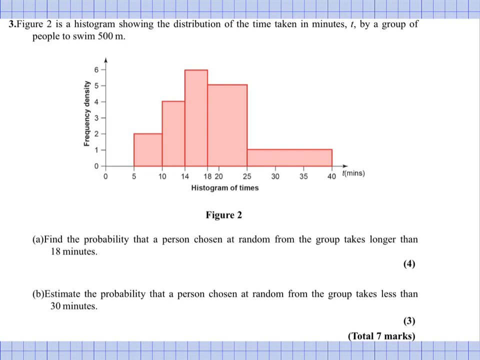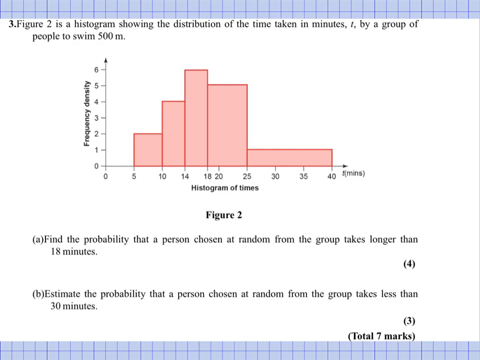We're continuing with our review of the Year 13 applied test. This question is question 3, looking at histograms. We're asked to find the probability that a person at random takes longer than 18 minutes from the information above.